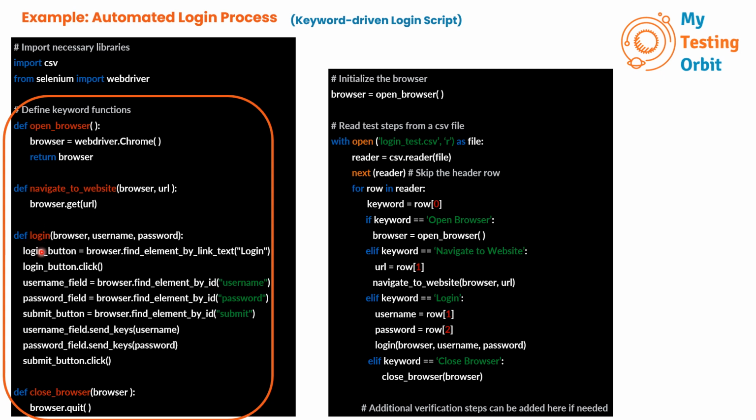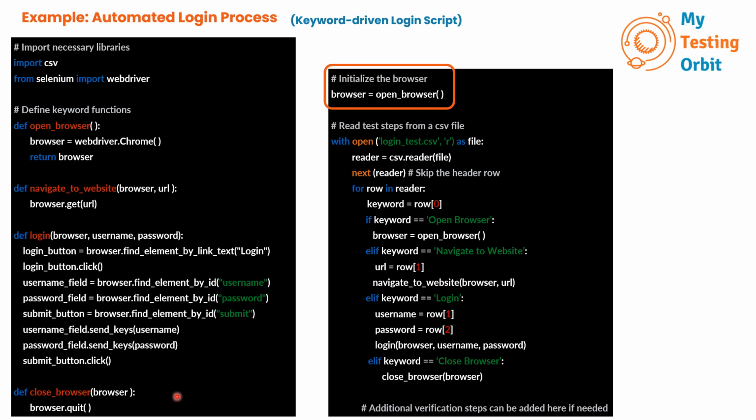Then we have Login. This function simulates the login process by finding web elements for username, password, and submit button, and then filling in the provided username and password. And then at the end, we also have Close Browser, and this function closes the browser when called. Then an instance of the Chrome web browser is initialized using the Open Browser function, and it's stored in the browser variable.